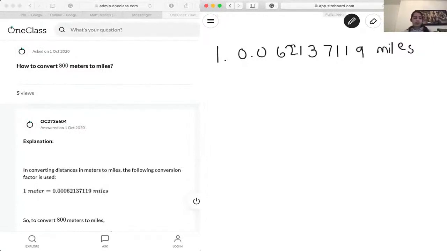So what we have to do is we have to multiply 800 by this conversion factor over here. If we were asked to do the opposite, so convert from miles to meters, we would have to divide miles by this conversion factor to get the meters. So that's gonna be the conversion factor times 800.